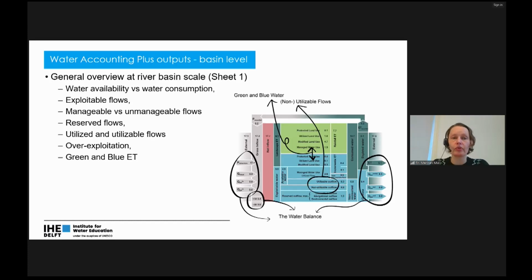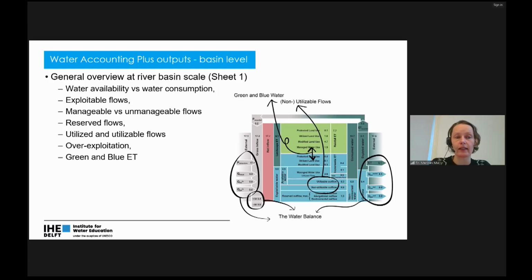So some of the outputs that are generated, we produce what we call sheet 1, which is a general overview at the basin scale that provides an overview of the available water versus how much is being consumed, how much is exploitable, in terms of how much of the water resources can be utilized, and how much is utilized of those water resources.